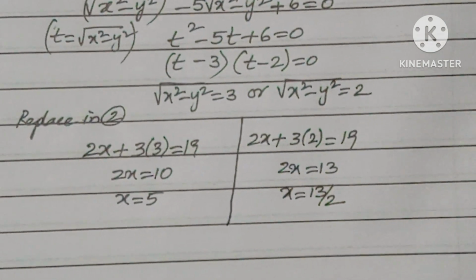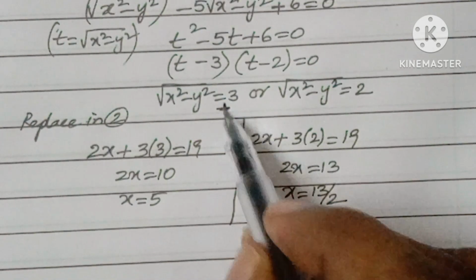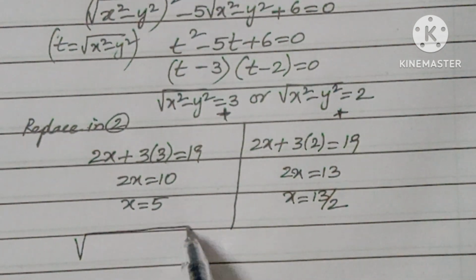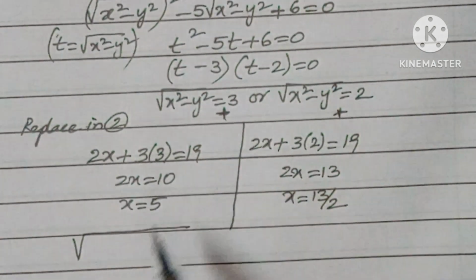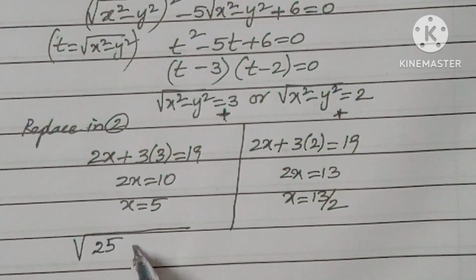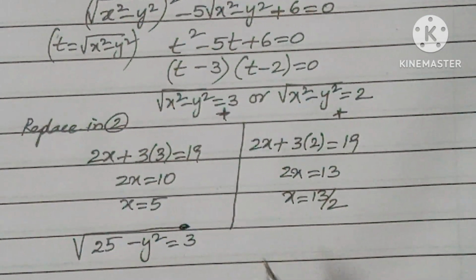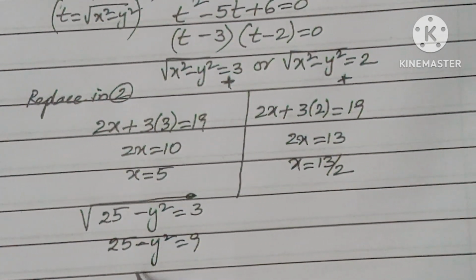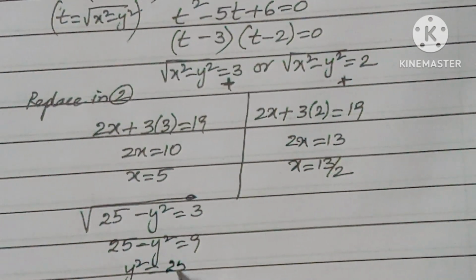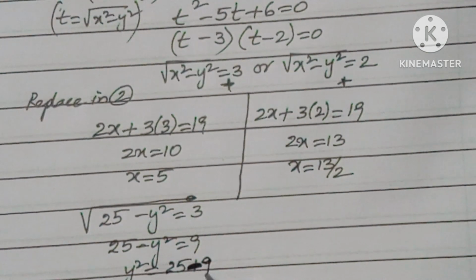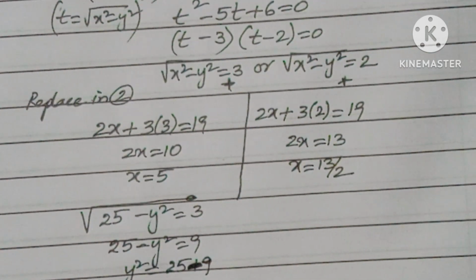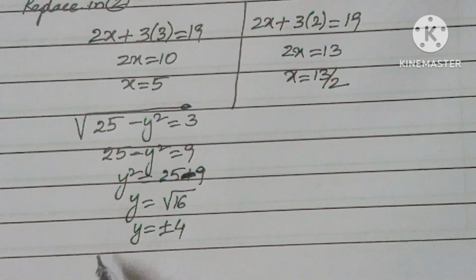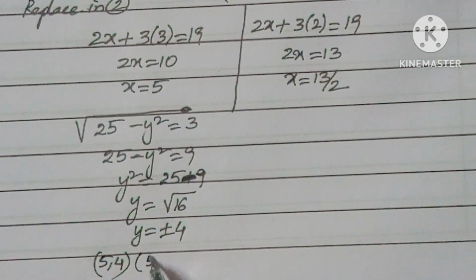Now, replacing the values in these equations, x value: square root of x square minus y square equal to 3. So x square means 25 minus y square equal to 3. Squaring on both sides, 25 minus y square equal to 9. Y square equal to 25 minus 9. Y is equal to square root of 16, y is equal to plus or minus 4. So here we are getting two values, 5 comma 4 and 5 comma minus 4.